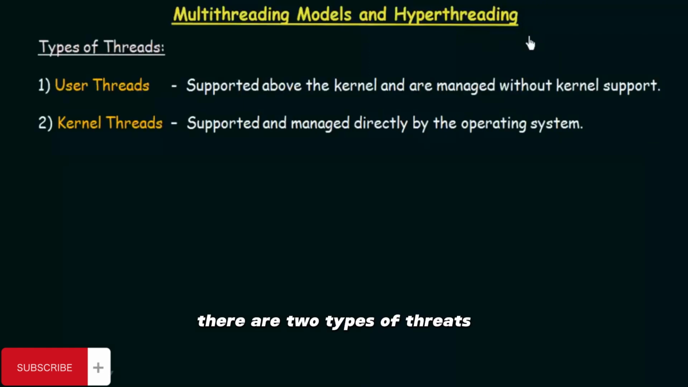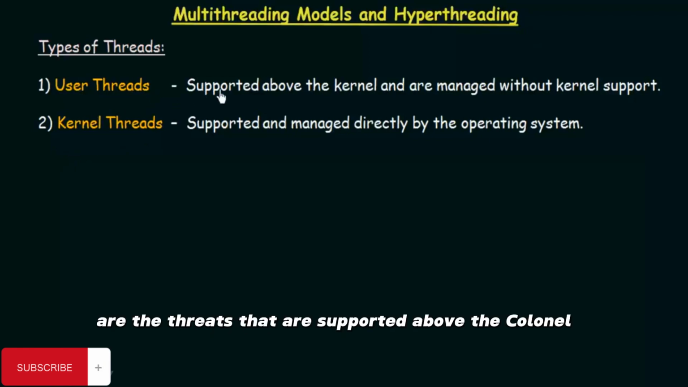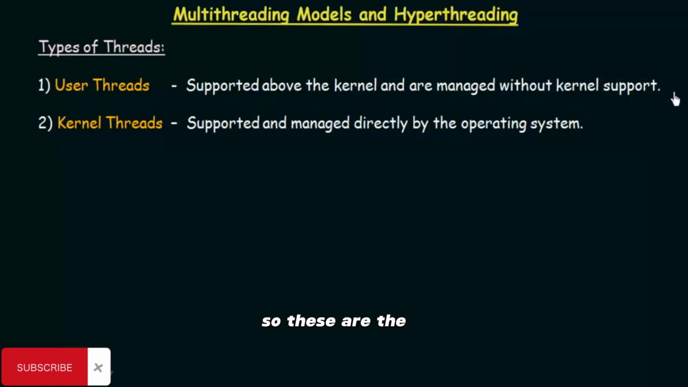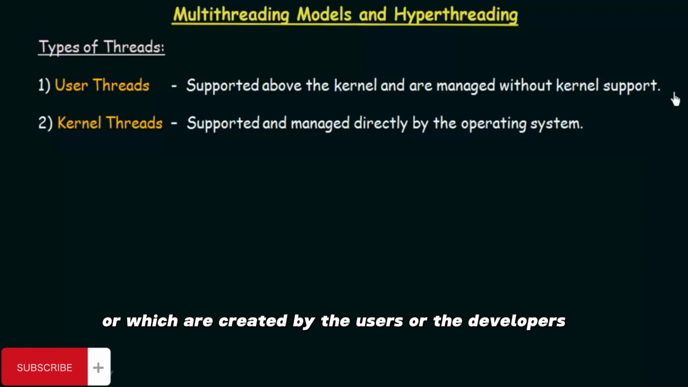So basically, there are two types of threads. The first one is user threads, and the second one is kernel threads. User threads are the threads that are supported above the kernel and are managed without kernel support. These are the threads that operate at user level, or which are created by the users or the developers. And then we have the kernel threads. Kernel threads are supported and managed directly by the operating system, and not by the user. So these are the two types of threads that we have.